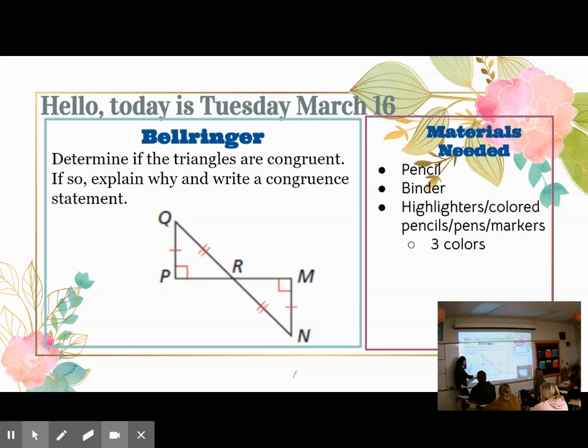Maddie, tell us, do you agree or disagree? I agree, but for some reason I got side angle side on this. I got the same congruent statement as in one side. Alright, okay, which one do y'all agree with? Angle side or side angle side?